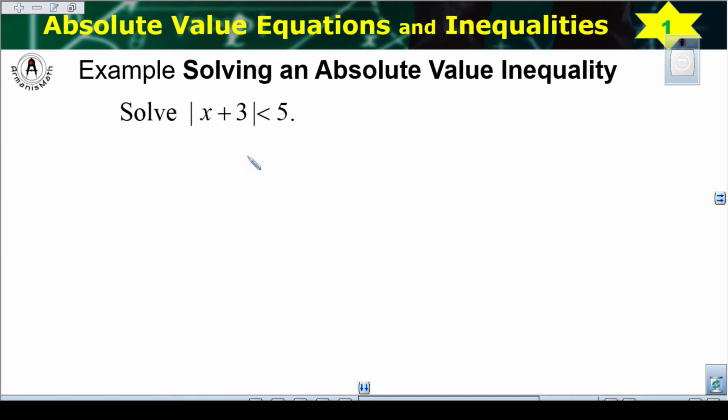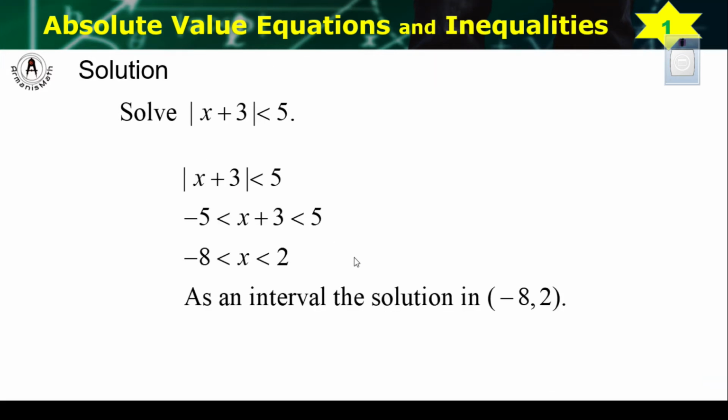So I will have to bind. X plus 3, that is. Okay, and then you subtract the 3 from all 3 sides, and you find yourself looking at -2 and 8, and interval notation would look like this.